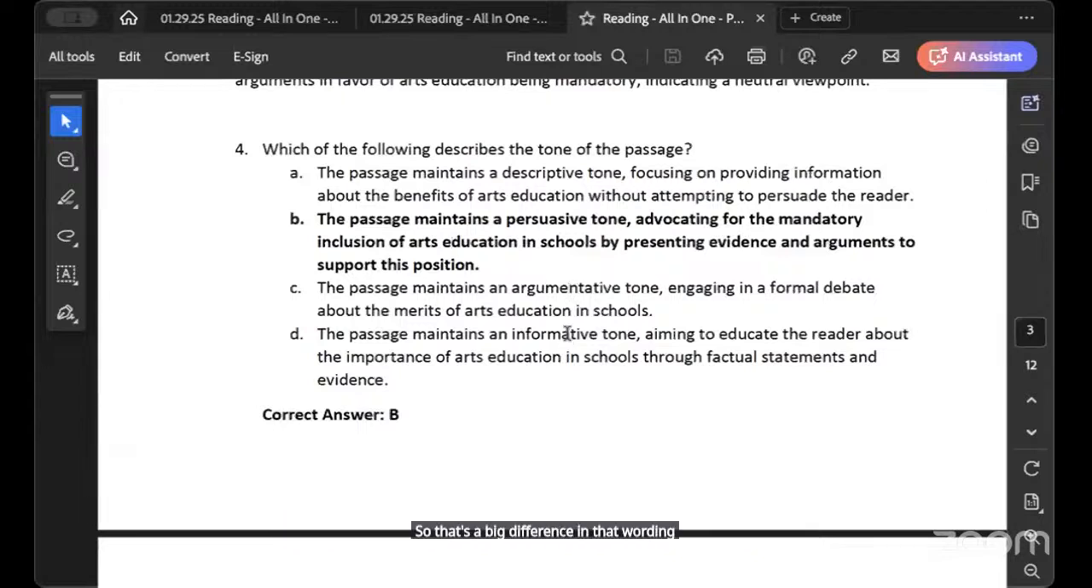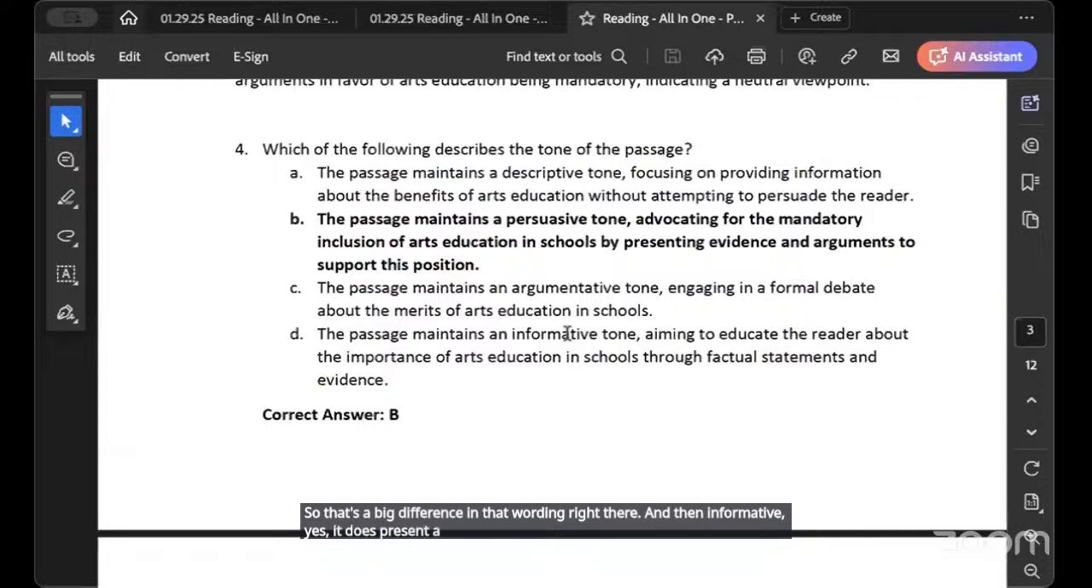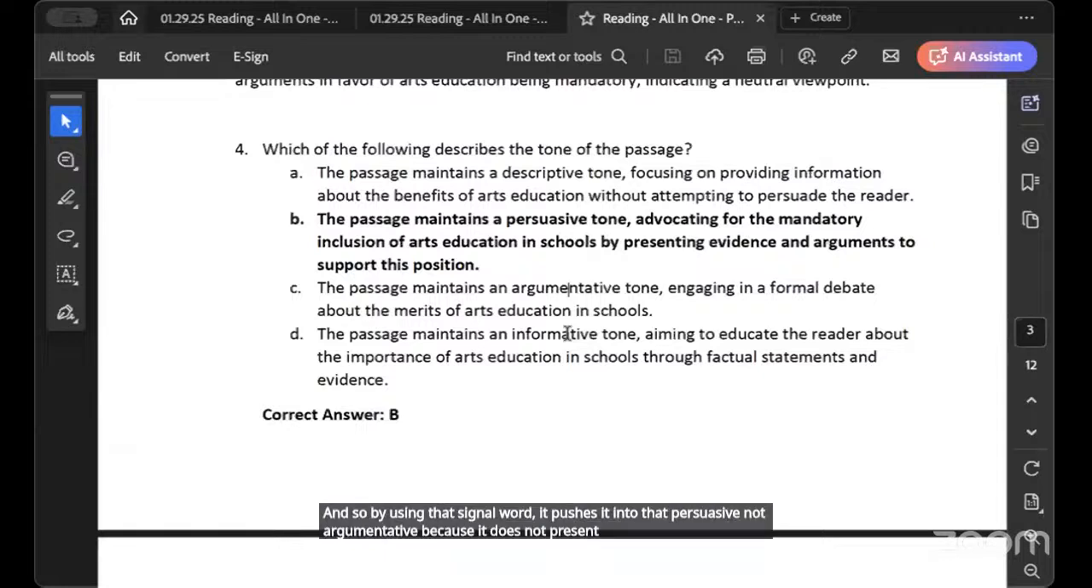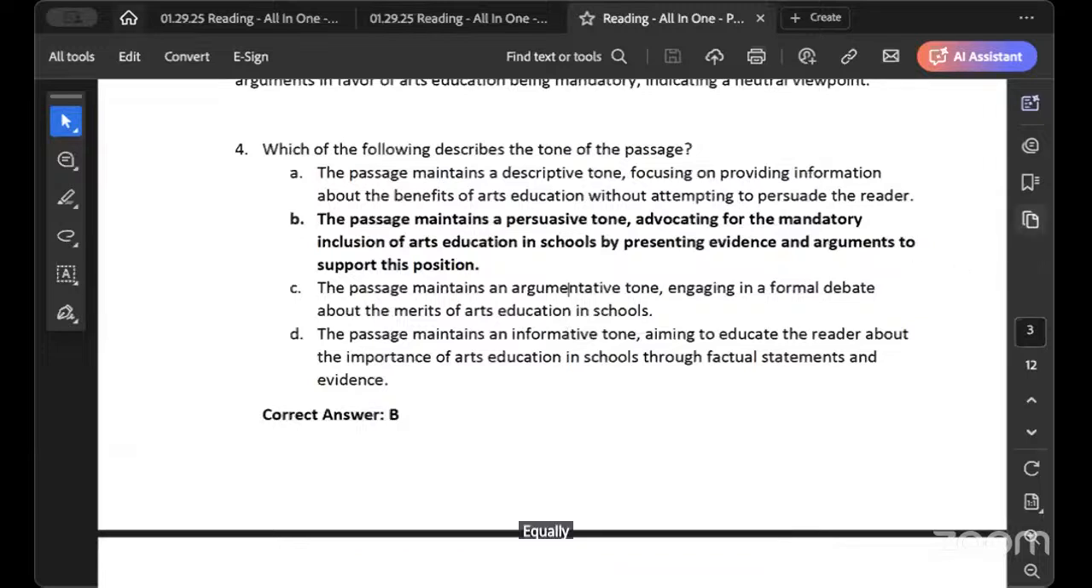And then informative, yes, it does present a lot of facts, but it has that resounding persuasive voice or tone to it because it's saying it should be mandatory. And so by using that signal word, it pushes it into that persuasive, not argumentative, because it does not present both sides of the argument equally. Does that make sense?